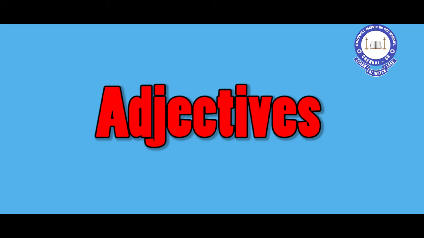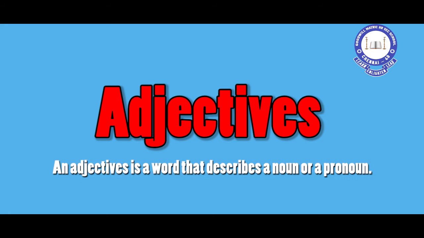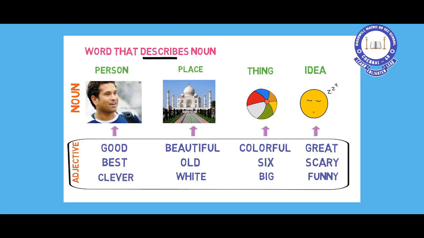Now let's start. Tell me, what is an adjective, children? Adjectives are the words that describe a noun or pronoun, right? You all know what a noun is, right? It is a naming word like person, place, things and ideas.